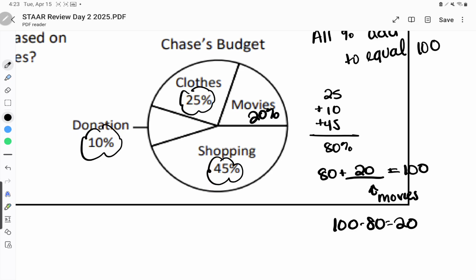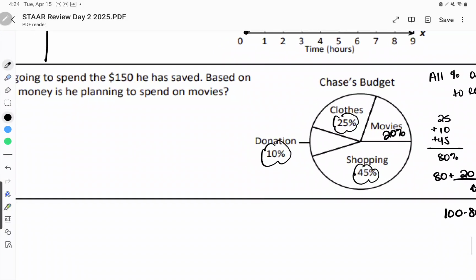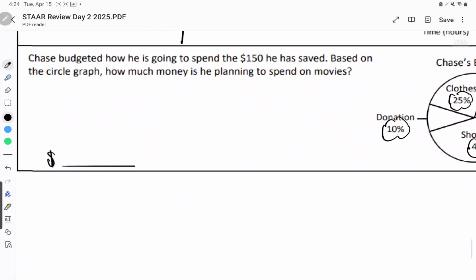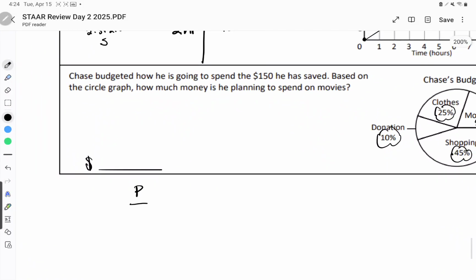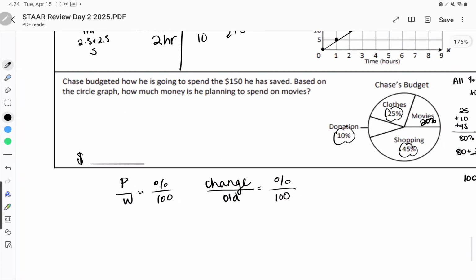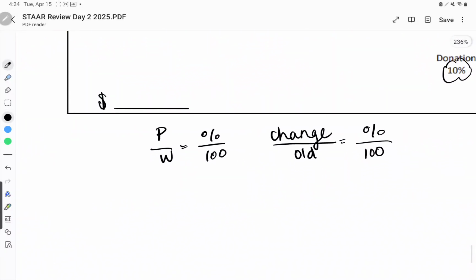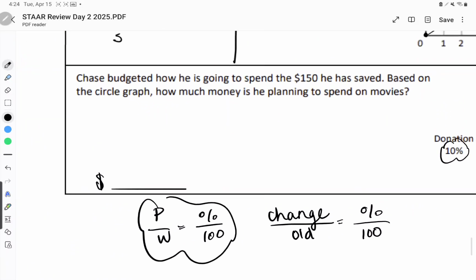This is 20% though. So how would I figure out how much he actually spends? I'm working with percent, so percents mean I set up a what? A proportion. So I would have part over whole equals percent over 100, or I would do change over old equals percent over 100. Well, in this case, did anything change? No, nothing changed. He's planning on spending this budget. Nothing about it is changing. So we're working with a part over whole equals percent over 100.